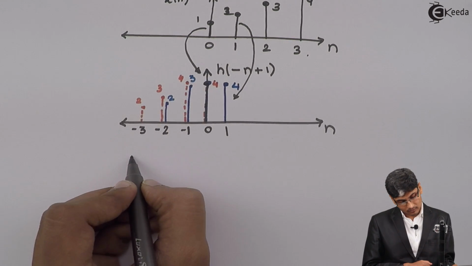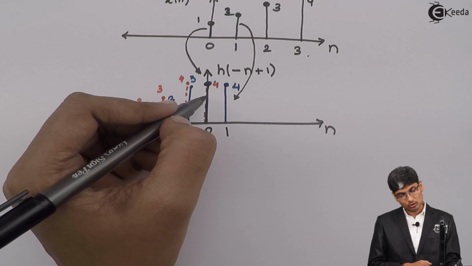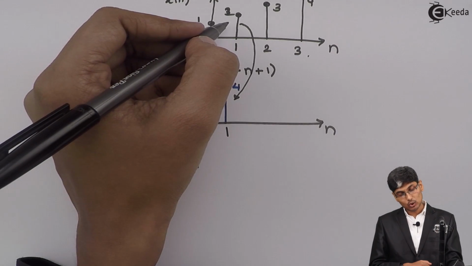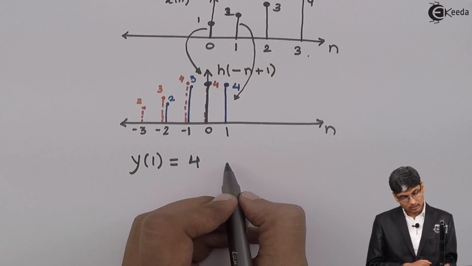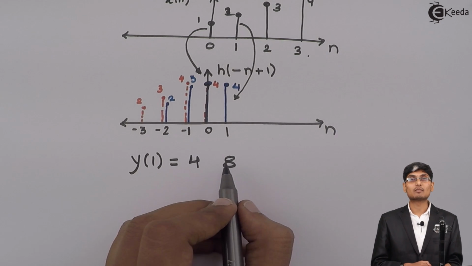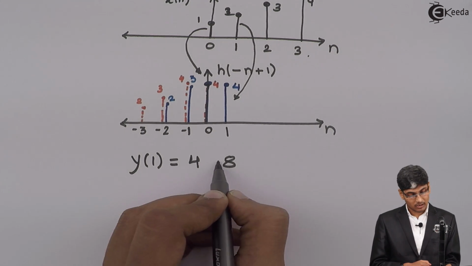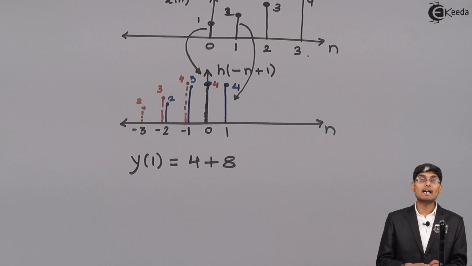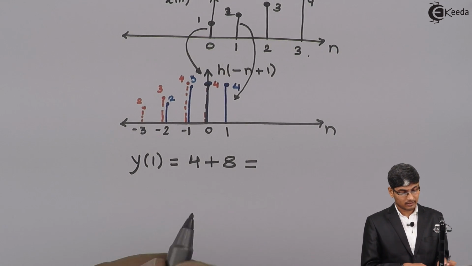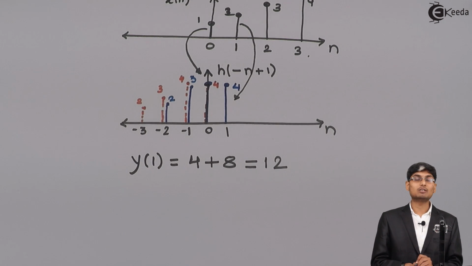So, I will have y of 1 as 1 into 4 which is 4 and I have 2 into 4 which is 8. What should I put in between them? So, if you remember the formula says it is to be summation. So, summation means we have to add them. So, when we add it, we get 4 plus 8 which is 12. So, y of 1 is equal to 12.